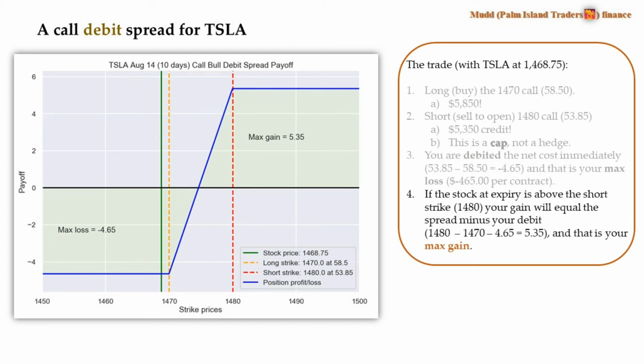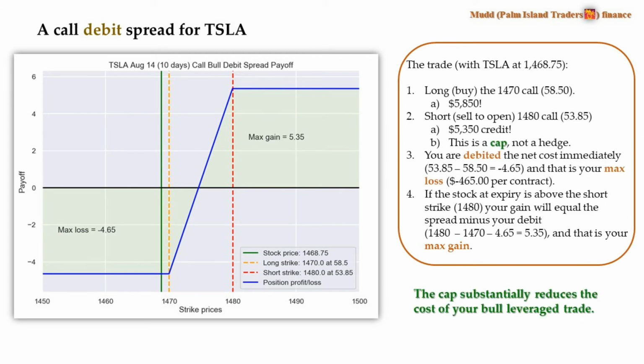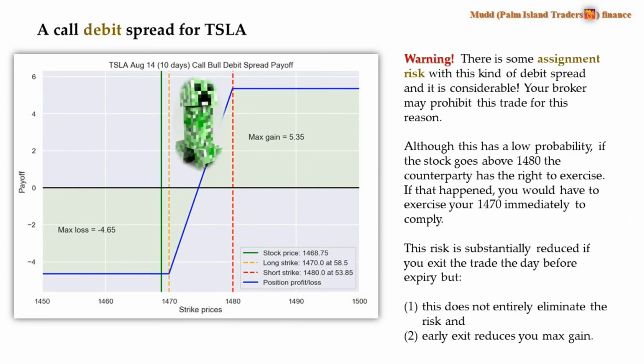If the stock at expiry is above the short strike, that is 1480, your gain will equal the spread minus your debit, and in that case that is $5.35, and that is your maximum gain. Here you can see where someone who couldn't afford simply to buy a Tesla call might choose this strategy instead. That's because the cap substantially reduces the cost of your bull leveraged trade. It does cap the gain you can make, but it also substantially reduces the cost of the trade. Now, in this example, we have to give a warning.